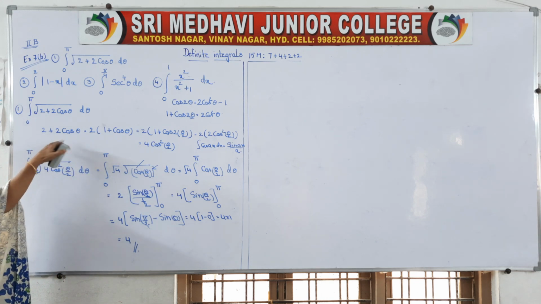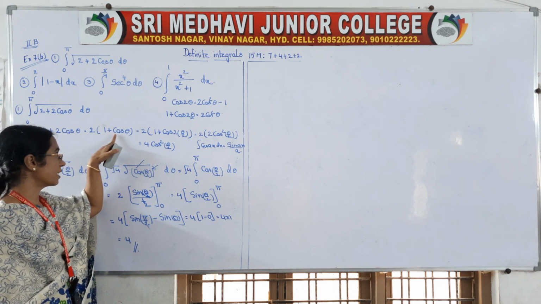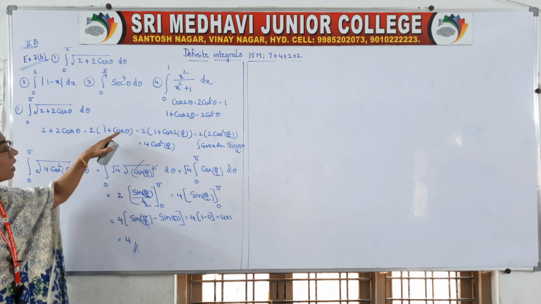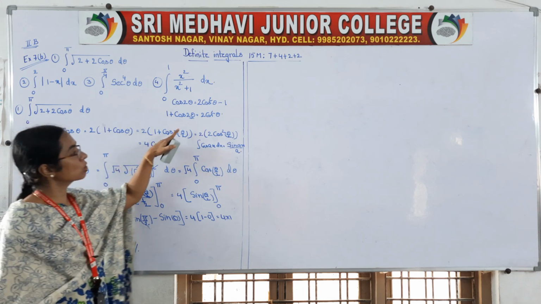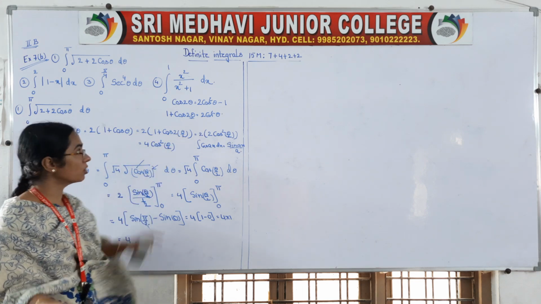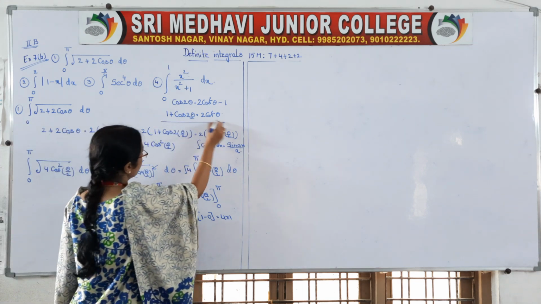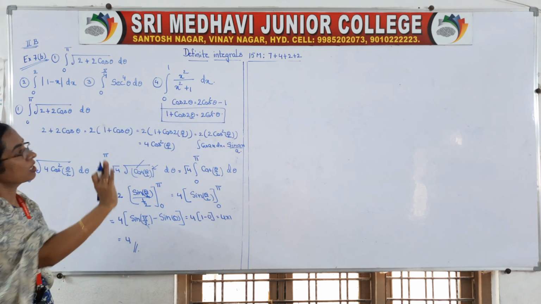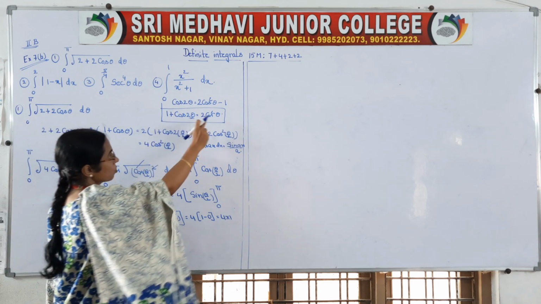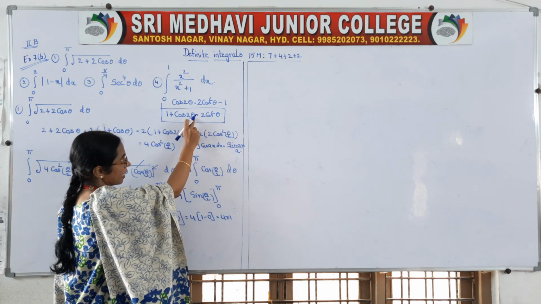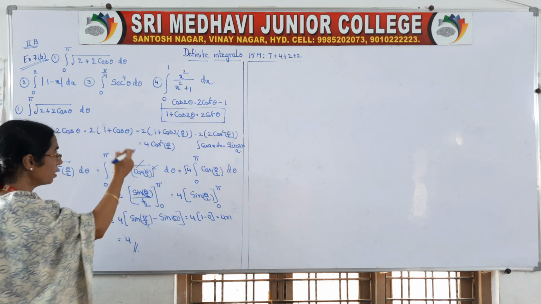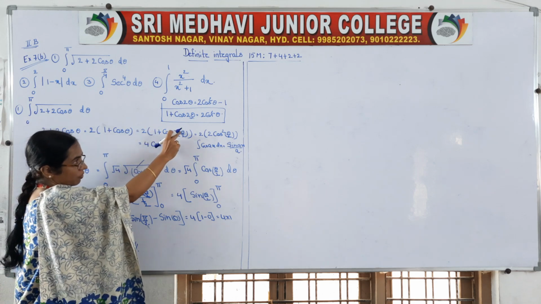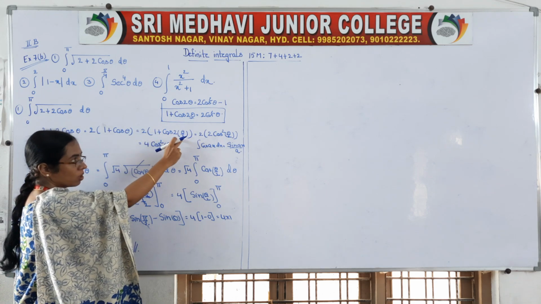So first we have to take 2 common, then it is 1 plus cos theta, and theta can be written as 2 theta by 2. Why do we have to write this? We are having this formula, isn't it? We used exactly this formula, 1 plus cos 2 theta is equal to 2 cos square theta. Here theta is there. To get the problem into that form, we have taken 2 into theta by 2.